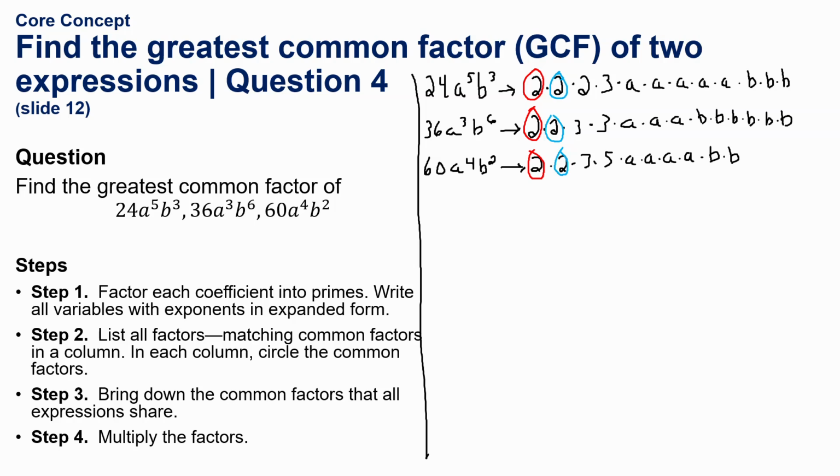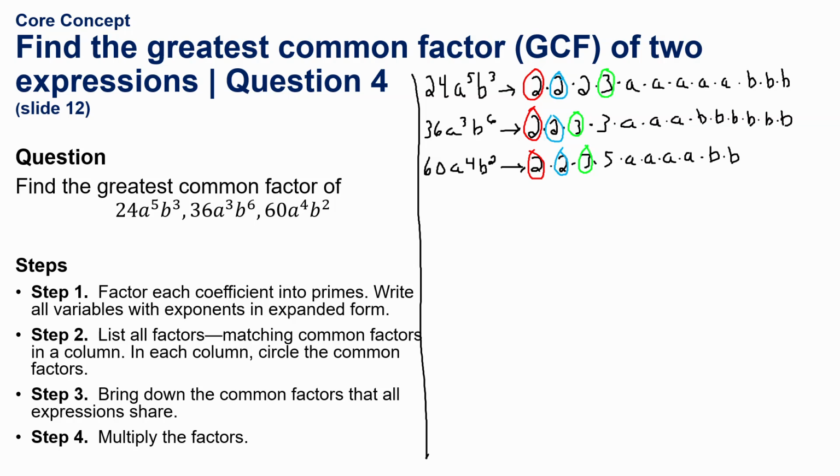Next, I go over to the 3's. So in this case, I do see a 3 that's covered. 3 here, 3 here, 3 here. I have an additional 3 in 36, but that's not covered in 24 and 60. And I also see a 5 in 60, but there's no 5 in 24 and 36. So the number part is 2 times 2 times 3. Then we go to the variable part.